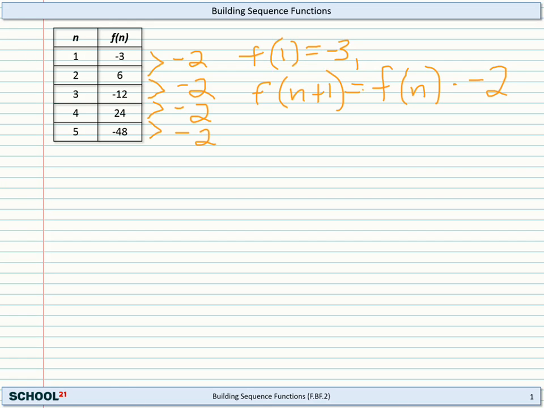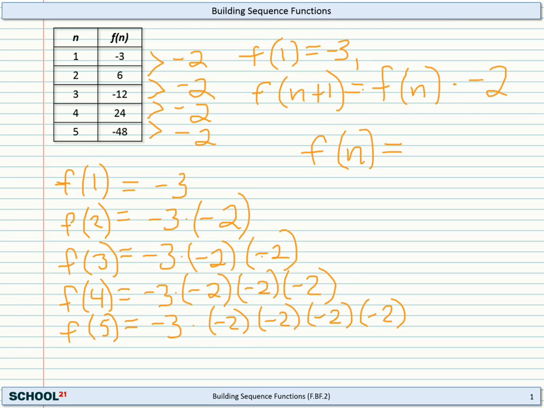Now, just like with arithmetic sequences, though, the recursive function is only useful to a certain degree. You can only find the next term if you know the previous term. But you can't, for instance, find the 27th term very easily, because to find the 27th term, you'd have to know the 26th term. But you don't know the 26th term until you know the 25th term, etc. So what you need to do is change this recursive function into a regular function, just like we did a moment ago with arithmetic sequences. So let's figure out how we're going to do that.